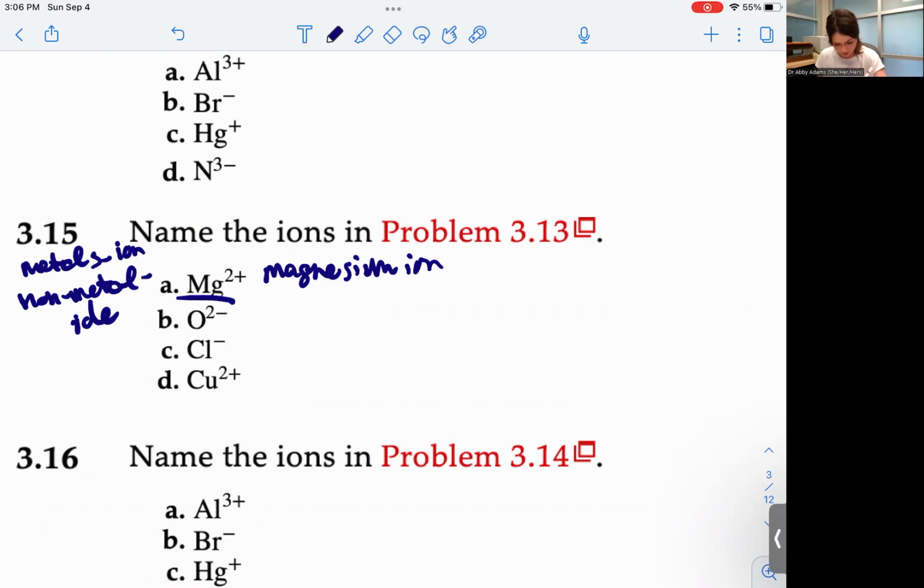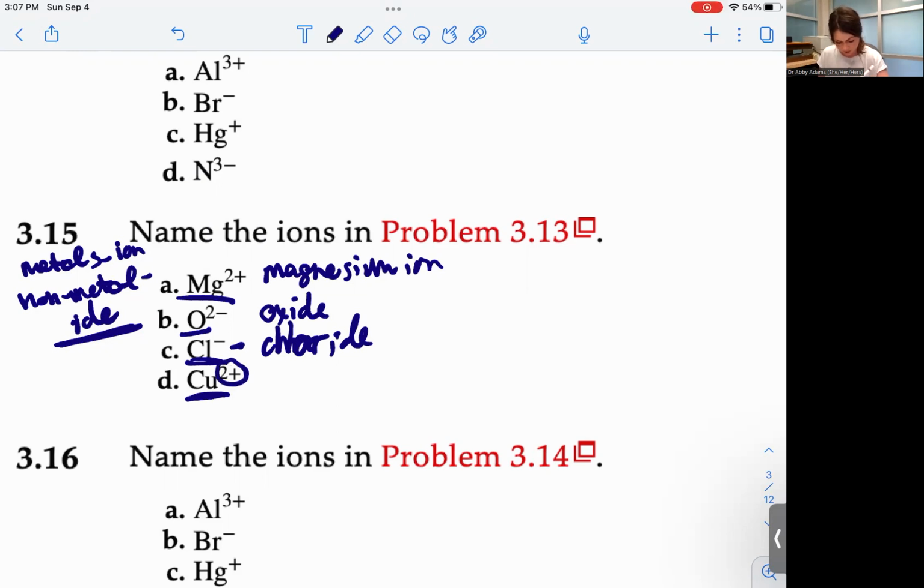Here we've got this oxygen ion with this -2 charge. We're going to keep the first syllable, ox, and that's a nonmetal. Ide, that's an oxide. Chlorine, we have this negative chlorine anion. Is it a metal or a nonmetal? It's a nonmetal, so you're going to write chloride. Terrible speller.